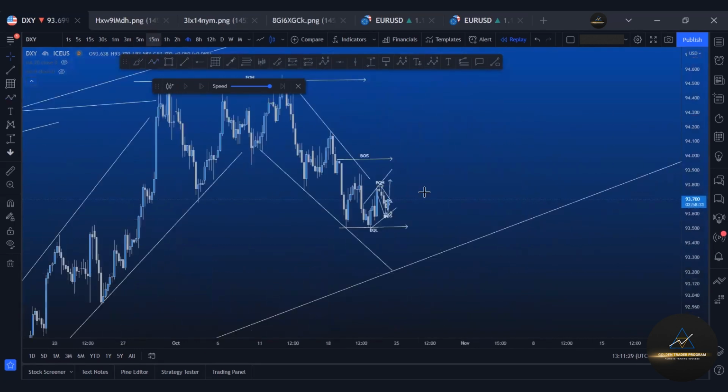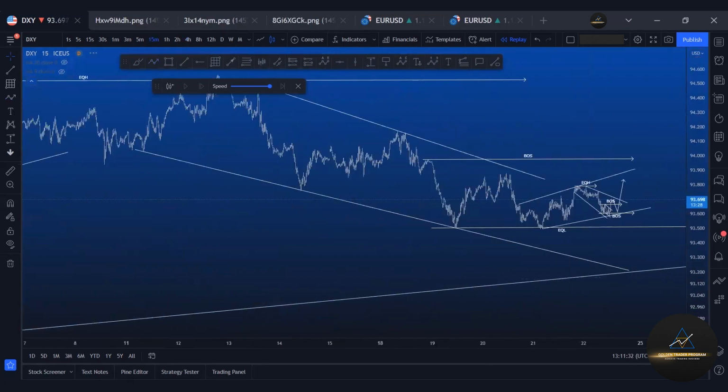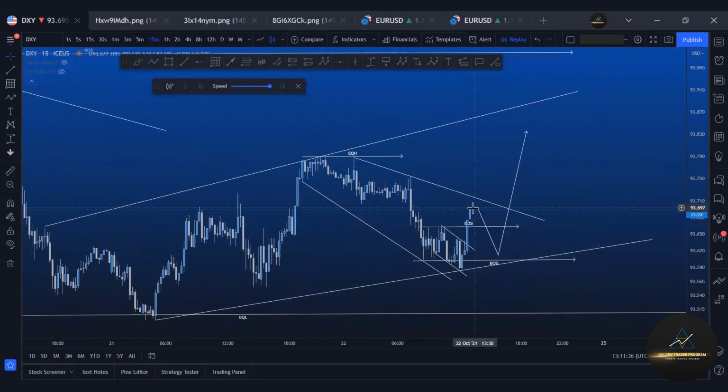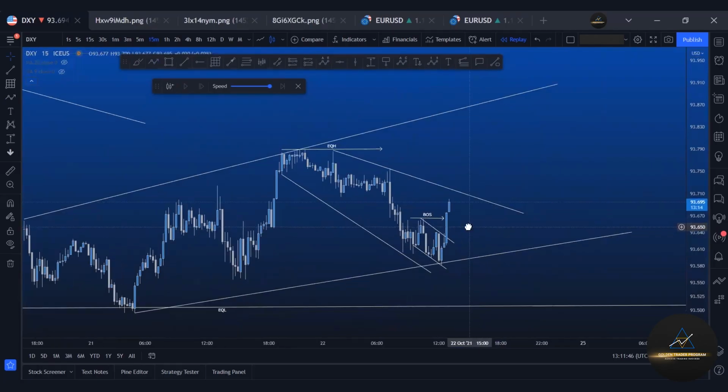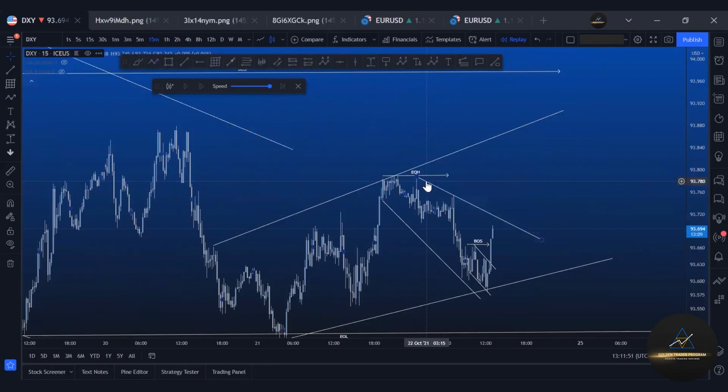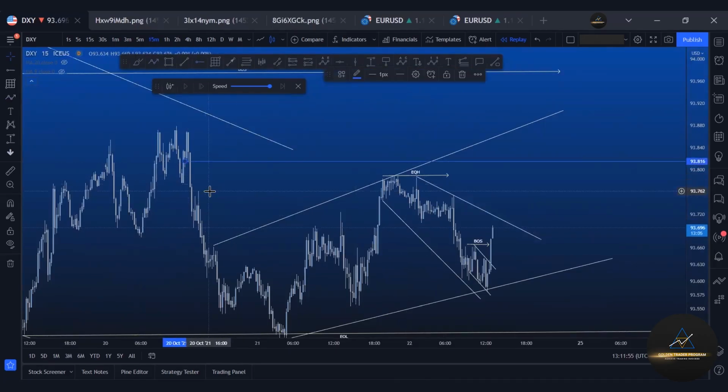So let's go back to the 15-minute. Okay, this is the 15-minute time frame. Let's remove this. We finally now have a break of structure, as you can see. So let's remove this. Now that we've got a break of structure, where's our next target? Okay, we've got equal highs. There's a bank level right here. And there is also an imbalance right here.